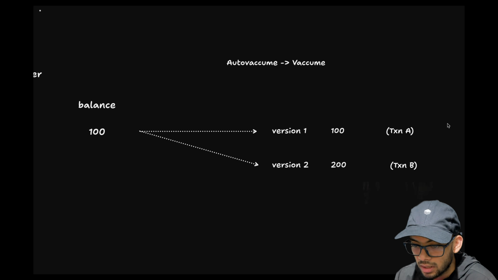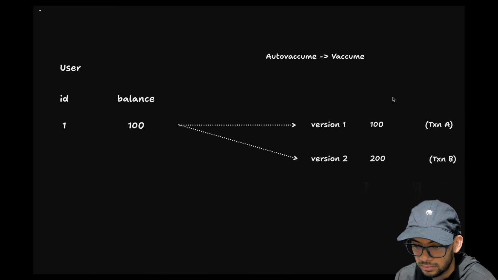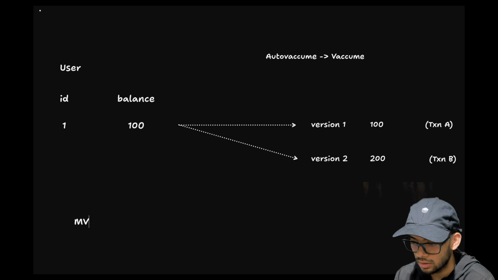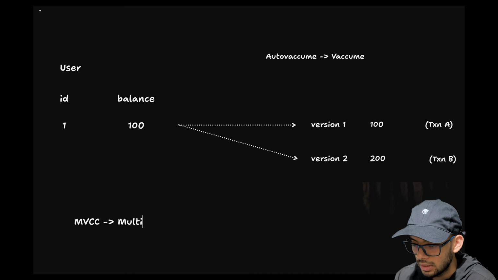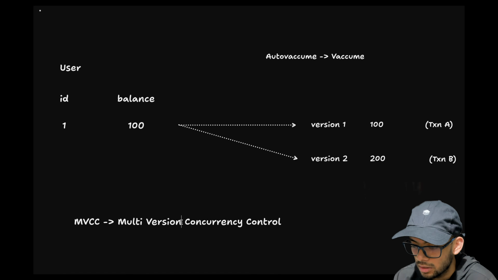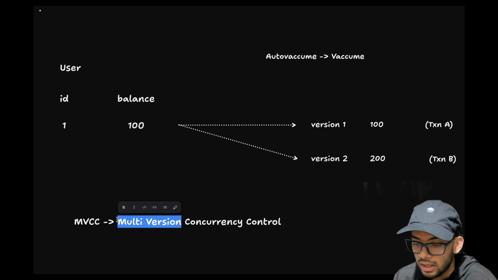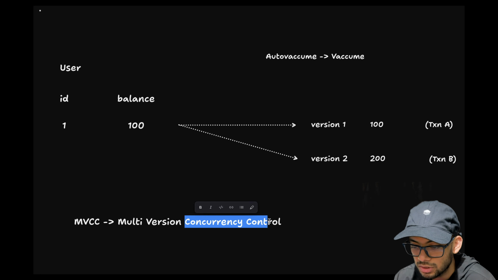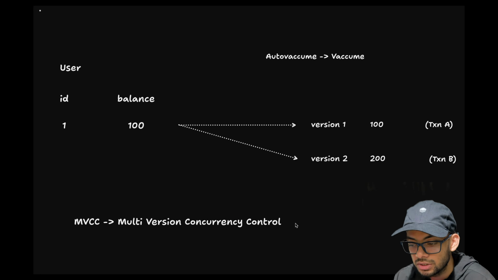But now that you have encountered this new concept of Postgres maintaining multiple versions, this is called MVCC, which is multi-version concurrency control. We can understand it by breaking down the term itself: multi-version refers to Postgres maintaining multiple versions of the row values, and concurrency control refers to leveraging those multiple versions to help.